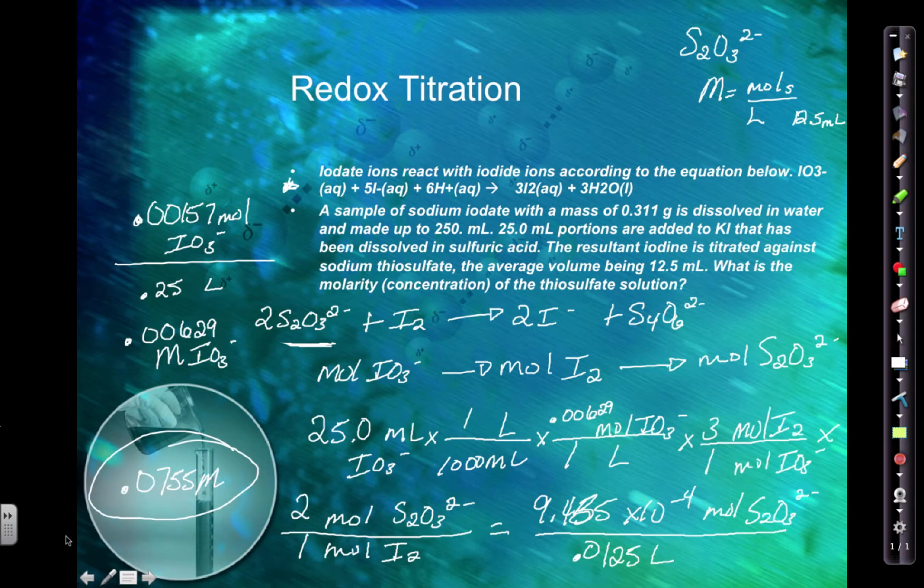Okay, so there's a lot of steps here. But remember, if you're going from right here, if I want a molarity, I need moles and liters. It gives me the liters of the thiosulfate. So I'm going to need to get my moles. So if I want moles of this substance, I need to go from my moles of iodate to moles of iodine, because that's what's reacting with the thiosulfate in the second reaction. And then I can go to my moles of thiosulfate.